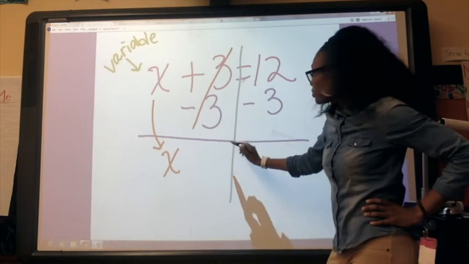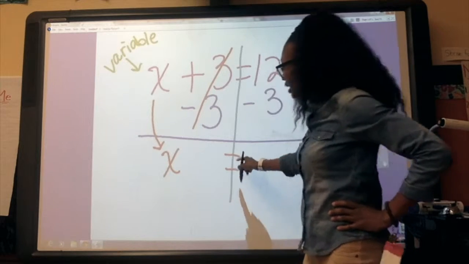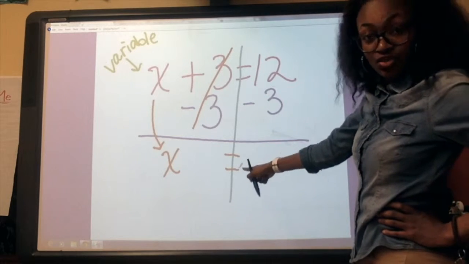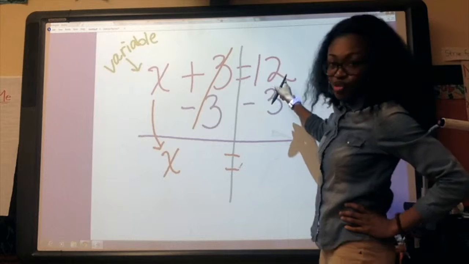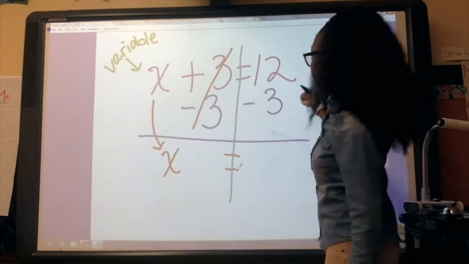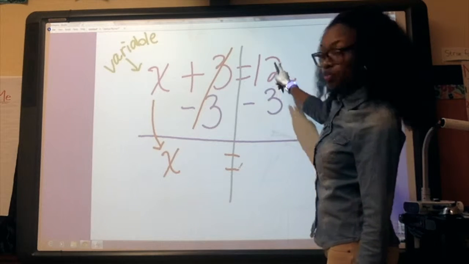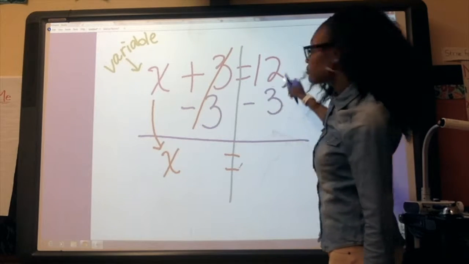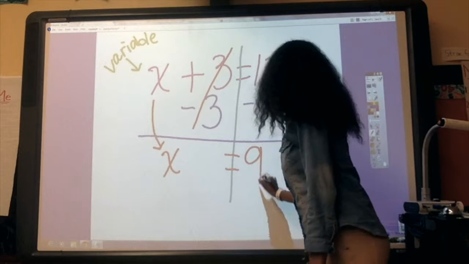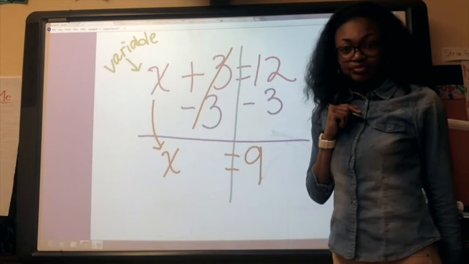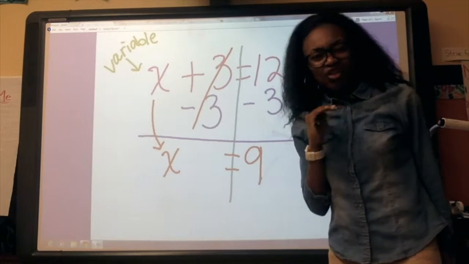Bringing down my equal sign. Notice I'm writing it directly on this straight line to keep it nice and organized. And then I'm going to do the math on the right side of my equation. I have 12 minus 3. That gives me 9.